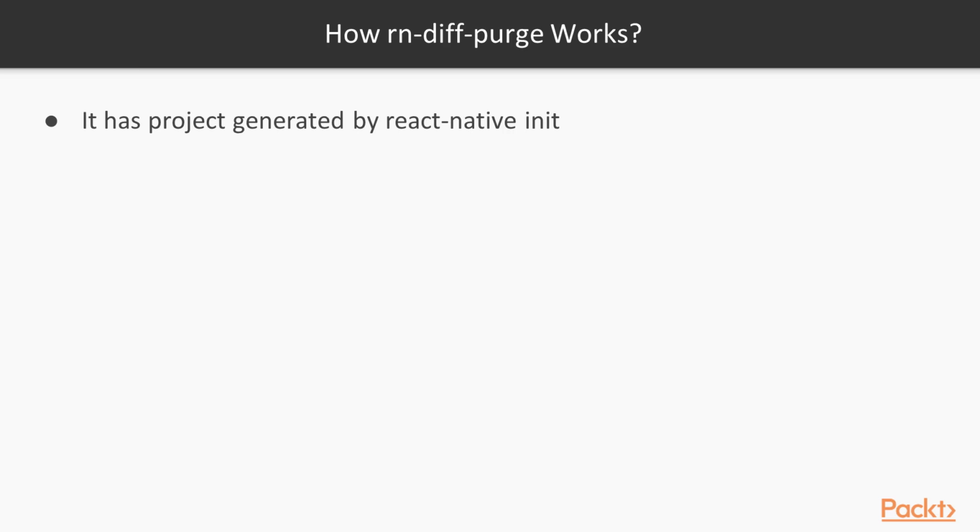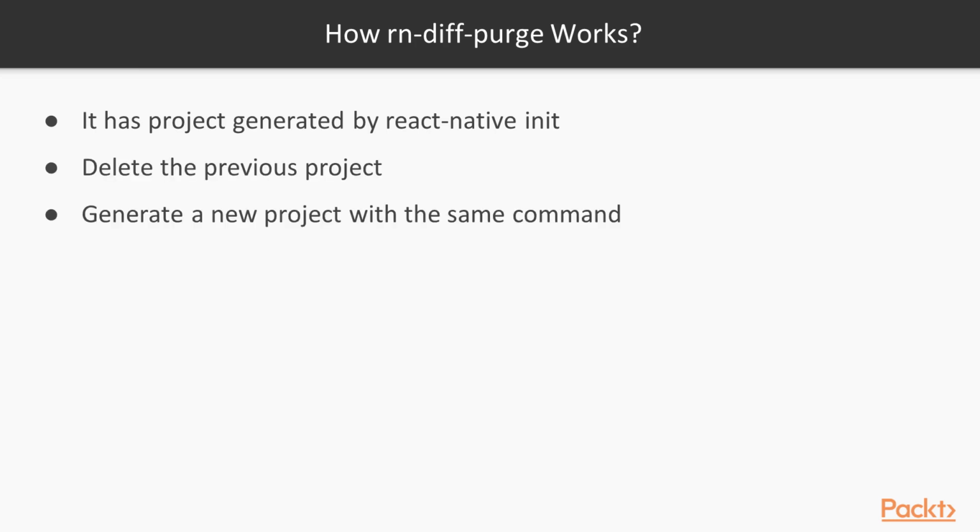Here is how rn-diff-purge works. Initially we created a React Native application just by using React Native init. Every time there's a new React Native version, we delete the previous project and then we generate a new one using the same command. Because we use the same command, but this time using the new version of React Native, there will be some different files or differences inside those files. Then we create a diff between the old and the new project. And this is how we get all of the differences for every new version of React Native.